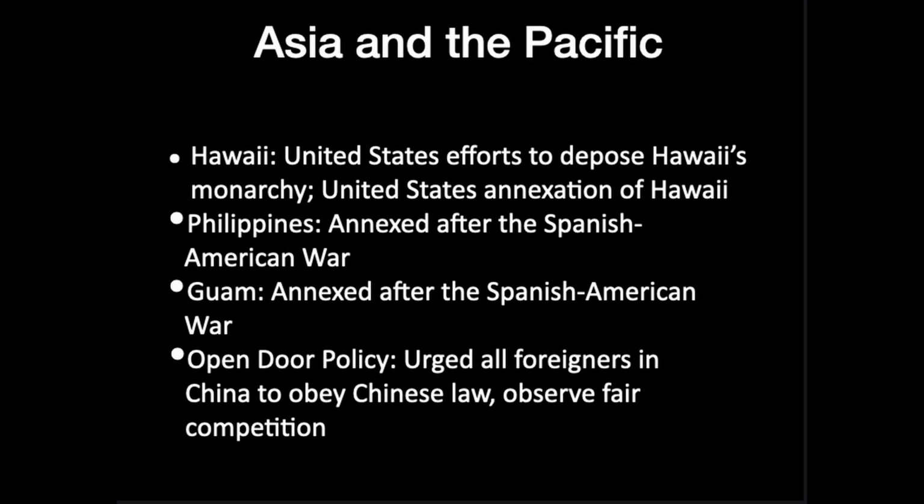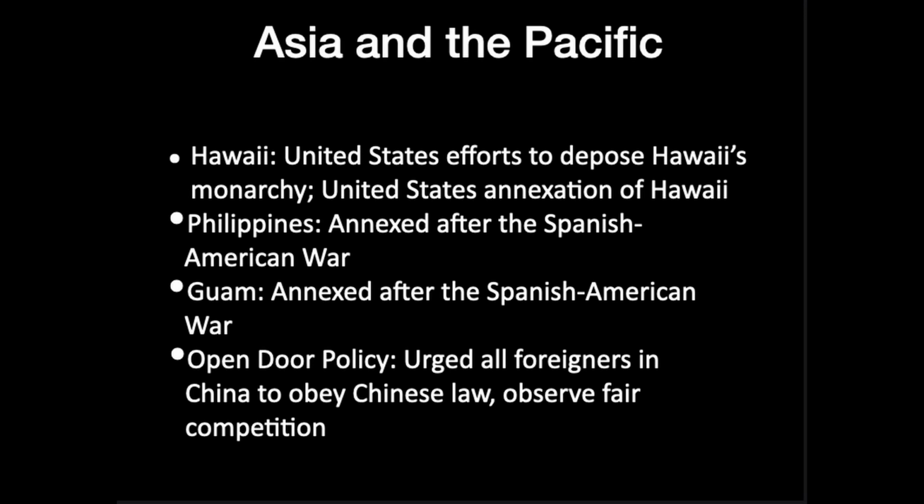All right, next, Asia and the Pacific. So Hawaii, United States efforts to depose Hawaii's monarchy. Yeah, Hawaii had a king and queen, and we'll talk about that in a separate assignment. How did we get rid of them? Depose means to get rid of. And I have mentioned it in a few classes, why we did, et cetera, what were the benefits, why the United States wanted Hawaii. But anyway, the United States, and here's that word again, annexed Hawaii.